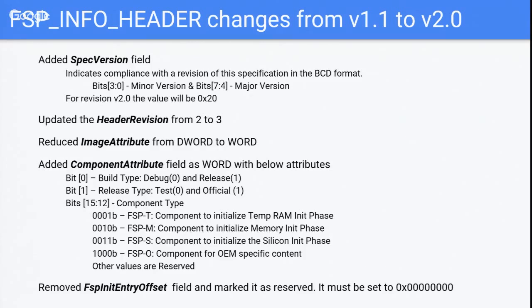And FSP init, this is the 1.0 API, and we made it reserved and set it to 0. This is one of the reasons it's FSP 2.0 instead of 1.2, because we broke the compatibility with the 1.x APIs.